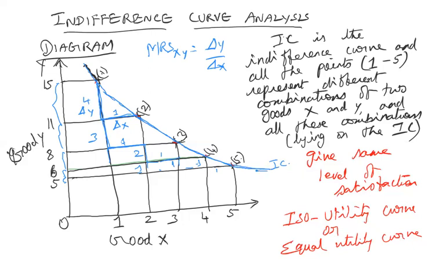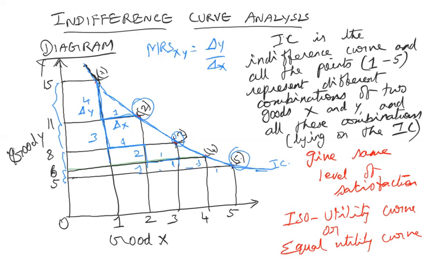The main thing to note here is that all these points on the indifference curve give the same level of satisfaction to the consumer. So the consumer is indifferent. The consumer can choose combination 3, combination 2, or combination 5. Any combination can be selected by the consumer. Because everything is giving the same level of satisfaction, the consumer is indifferent to any one of these combinations. This is what the indifference curve analysis represents.